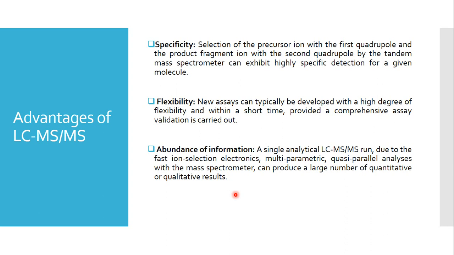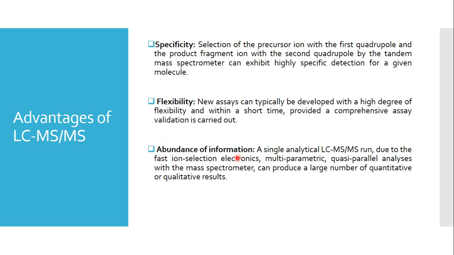Okay, now having studied the ion sources, or you can say interfaces, and analyzers, let us see the advantages of LC-MS. First is specificity. Selection of the precursor ion with the first quadrupole and product fragment in the second quadrupole by the tandem mass spectrometer exhibits highly specific detection. Again, this technique allows for good flexibility. New assays can typically be developed with a high degree of flexibility within a short time.